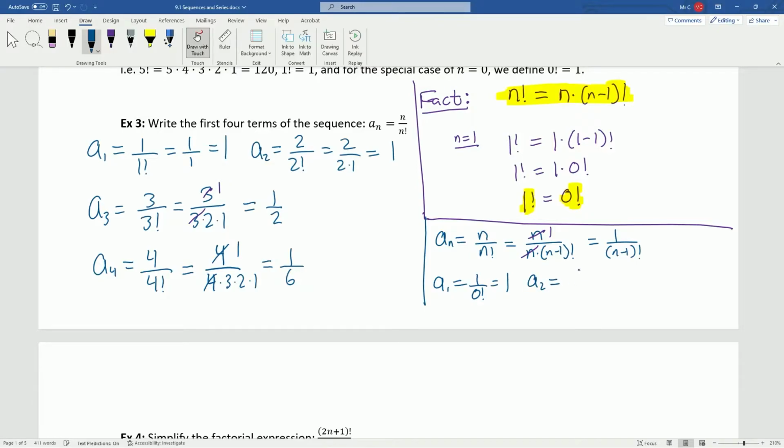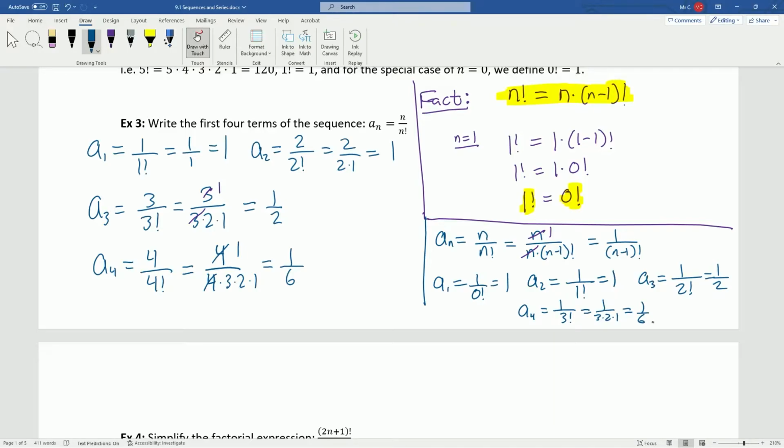For a2, I would have 1 over 2 minus 1, that's 1 factorial, it's 1 over 1. For a3, I would have 1 over 2 factorial. 2 factorial is 2 times 1, which is 2. That's 1/2. And a4 would be 1 over 3 factorial. Just 1 over 3 times 2 times 1. That's 1 over 6.